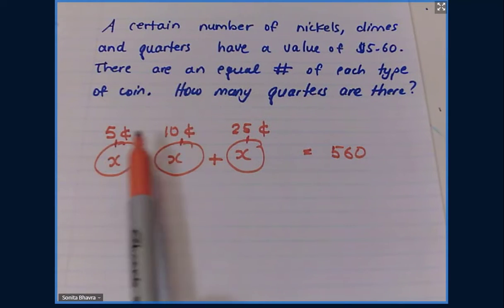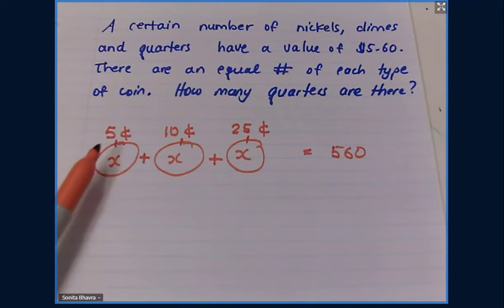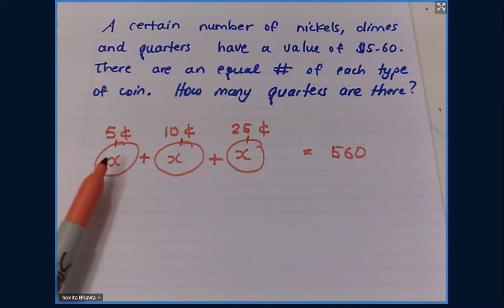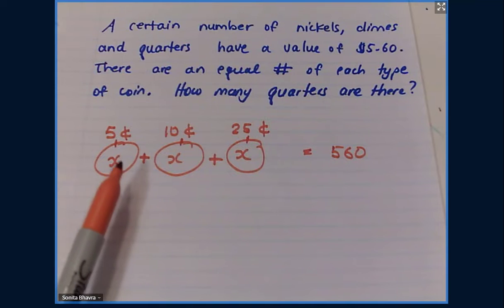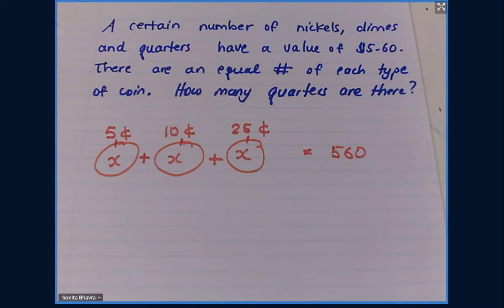So 5 cents for nickels, 10 cents for dimes, 25 cents for quarters. And we know that there is an equal number of each type of coin, so for each coin, I've called the number of coins X. All right, so we've got the value of the coin and then how many coins. We take our value, multiply it by the number of coins, and then add them together and make it equal to 560 cents.